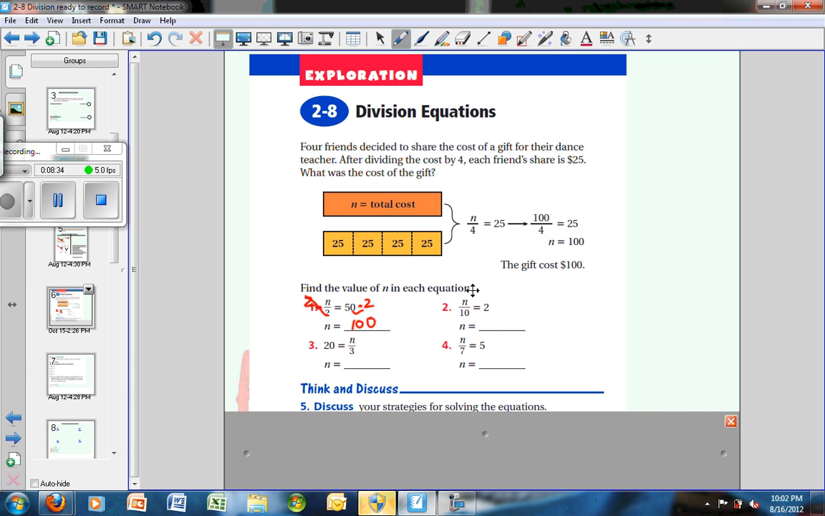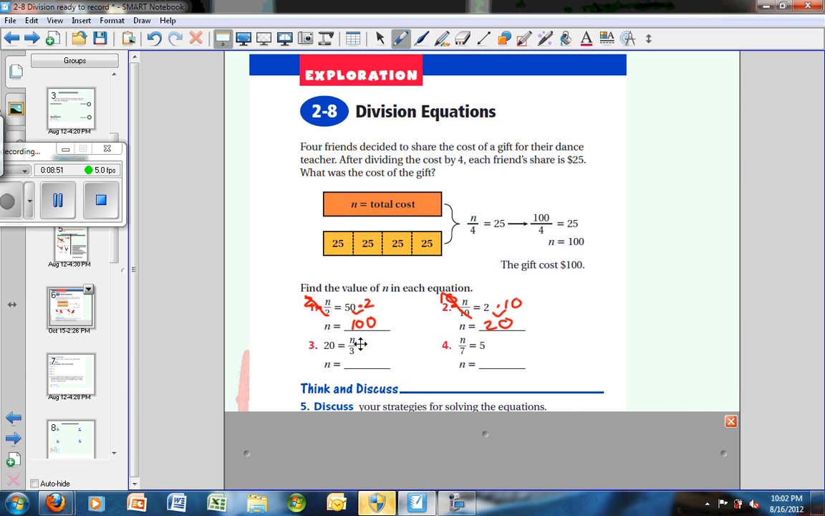n divided by 10 equals 2. So let's do times 10 and times 10. This is going to cancel out. We're left with n equals 2 times 10, which is 20. Now we have n on the other side, which is just fine.